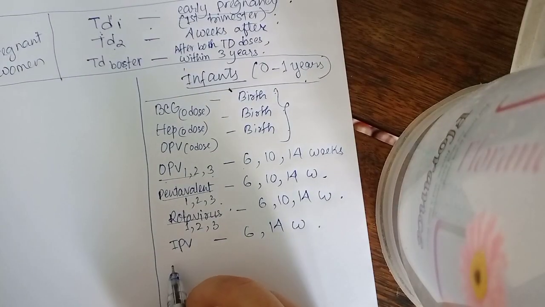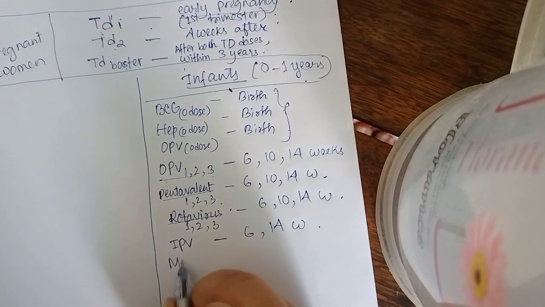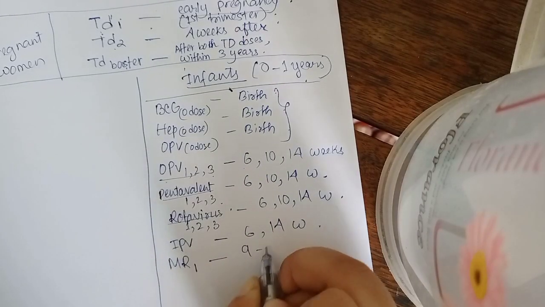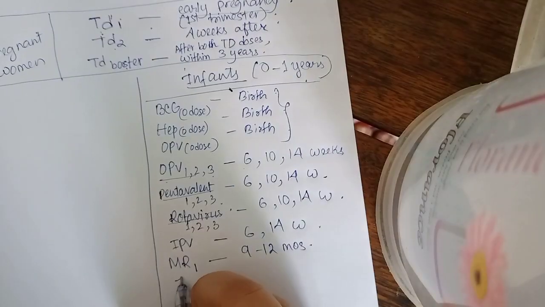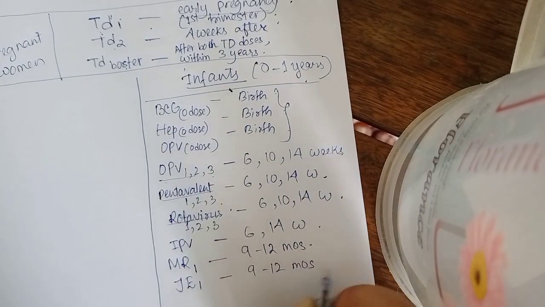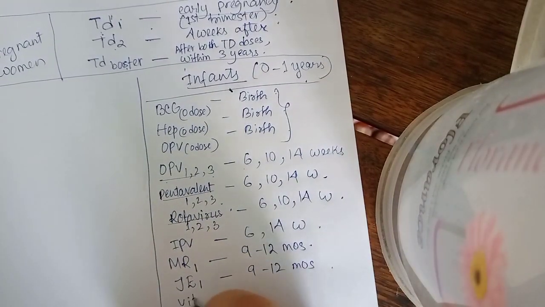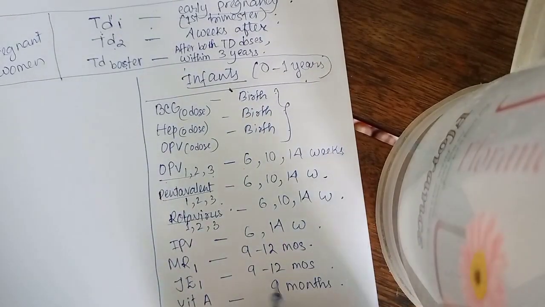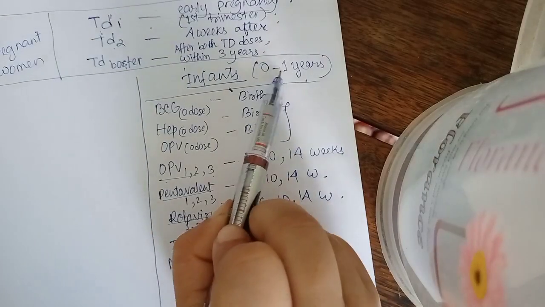Now coming on to the new vaccines which have been introduced. MR doses; MR is measles and rubella. The MR first dose is given at 9 to 12 months. Then there is Japanese encephalitis. The Japanese encephalitis first dose is given at 9 to 12 months. Again, there is the vitamin A dose. The first vitamin A dose is given at 9 months. These are the vaccines given for infants, that is 0 to 1 year.